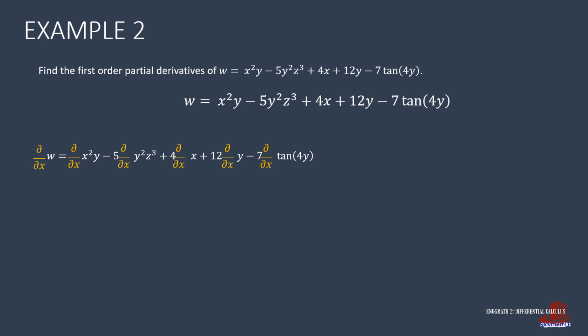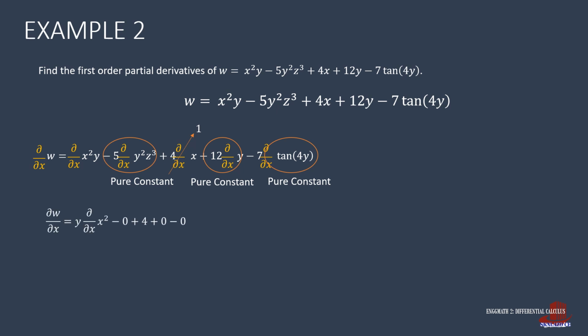Focusing on x, the second, fourth, and fifth terms are considered as pure constants, so their derivatives are 0. The third term includes 4 times the partial derivative of x with respect to x, which can be taken as 1. So the reduced derivative turns out as the constant y times the derivative of x squared plus 4.